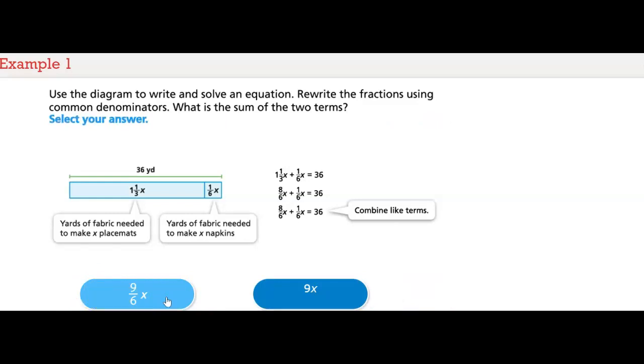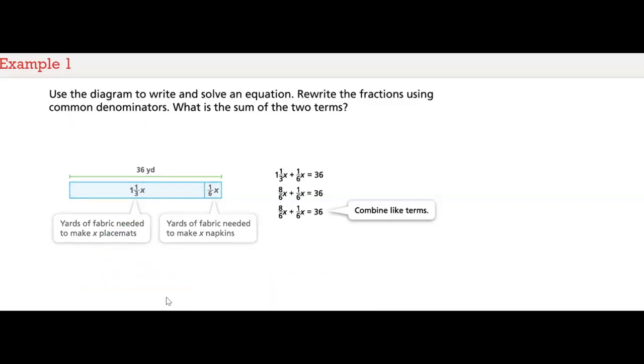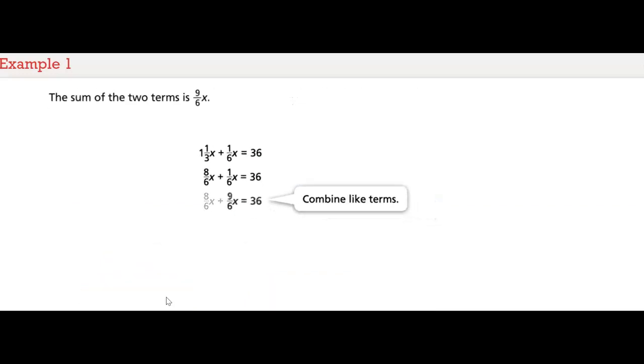Select your answer. 9/6 x is equal to 36. Use multiplicative inverse to solve. 6/9 times 9/6 x is equal to 6/9 times 36. So, x is equal to 24.